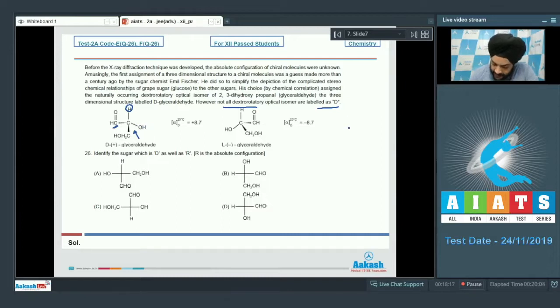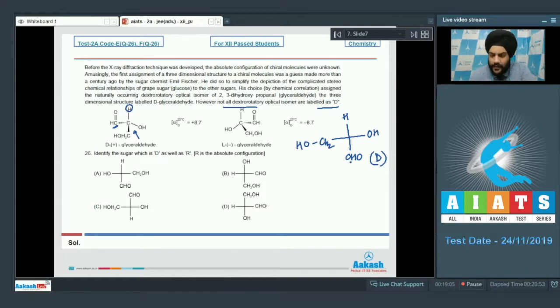So if we try and draw the Fischer projection, at this position we are going to have H. CHO will appear over here. The right hand position will be occupied by OH, and the left hand position will be occupied by CH2OH. So this is the D-glyceraldehyde, students. Now all that is left is to compare the other representations to this given representation.